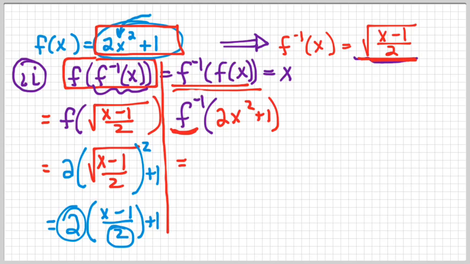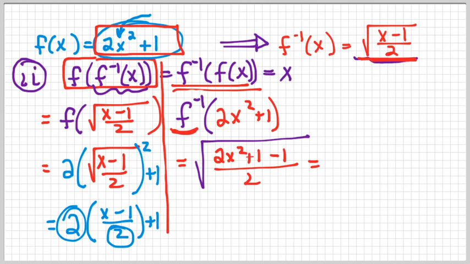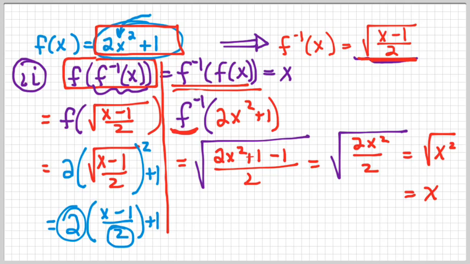And it says the inverse of f is the square root of, here comes the substitution. I'm going to rewrite that in purple there. The square root of, here comes the substitution in for x, 2x squared plus 1. Then it says subtract 1, then divide it by 2. And that gives me the square root of, in the numerator, the 1 and negative 1 cancel. The 2 over 2 is just a 1, and I get x.